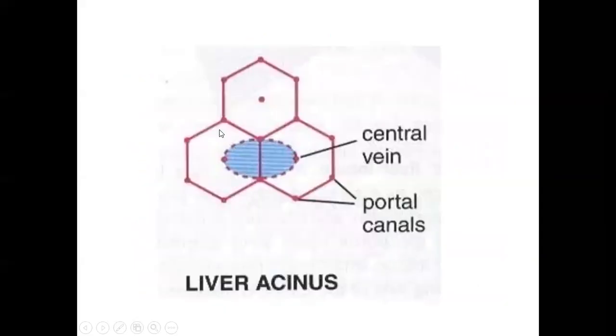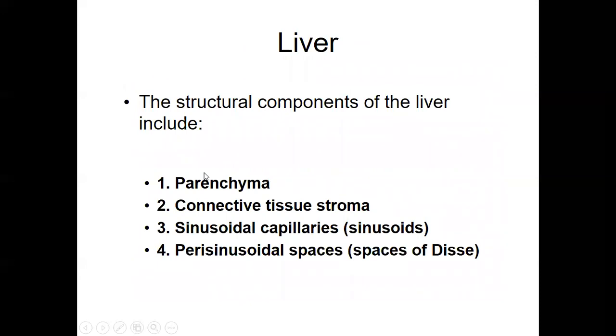So this is another picture just to show you the arrangement of the liver acinus. So that is the functional unit of the liver. This is how we describe the liver based on the classic lobule, portal lobule, and also the liver acinus. Now we're going to discuss the whole part of the liver.